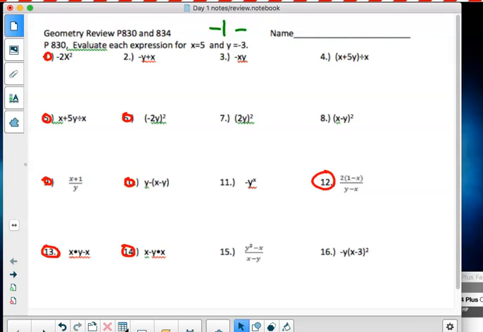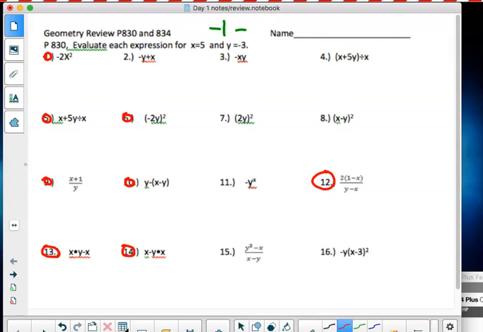Hey Geometries, this is Mr. Bloom. I'm going to be doing a video for the geometry review for page 830 and 834. These two pages are inside your notes packet, and these are the first things we're going to do.